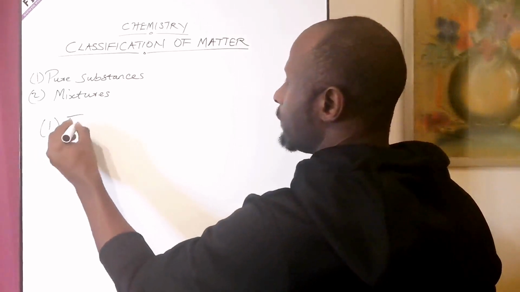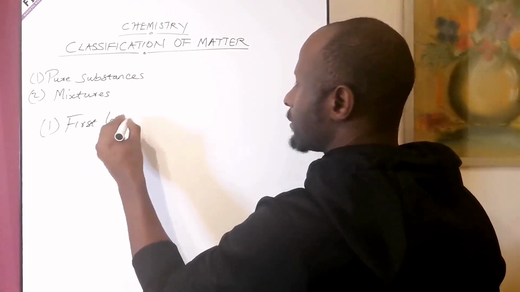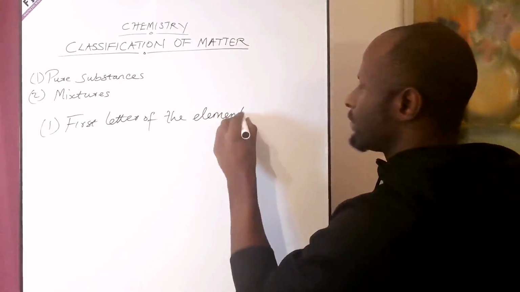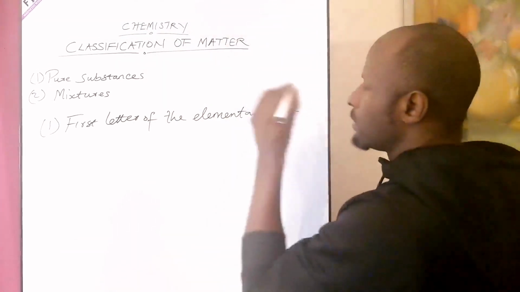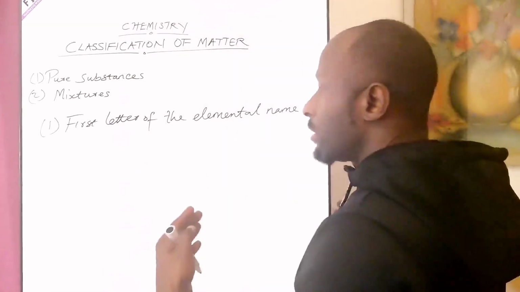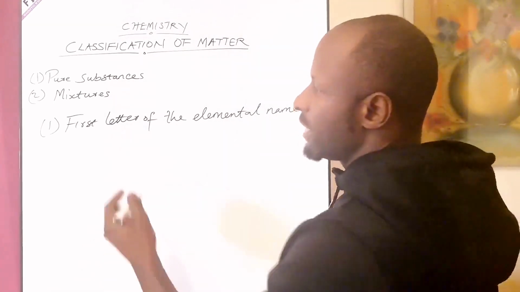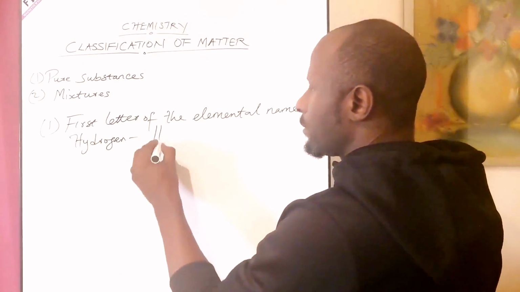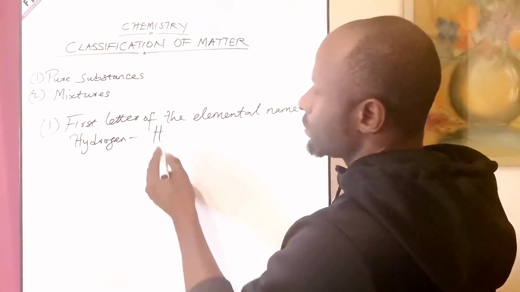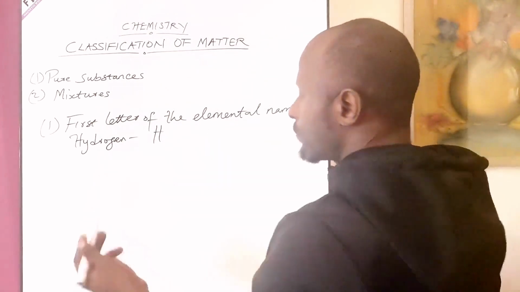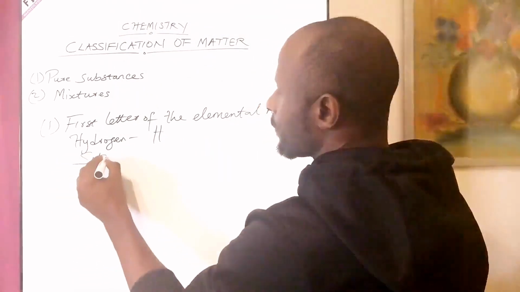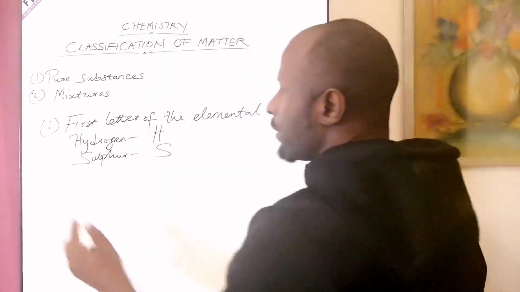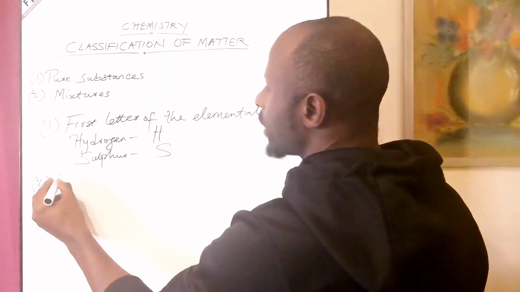One is the first letter of the elemental name. Like I said, oxygen. Let's say hydrogen, where the elemental symbol is H. Let's say sulfur, where it is S. That is it.